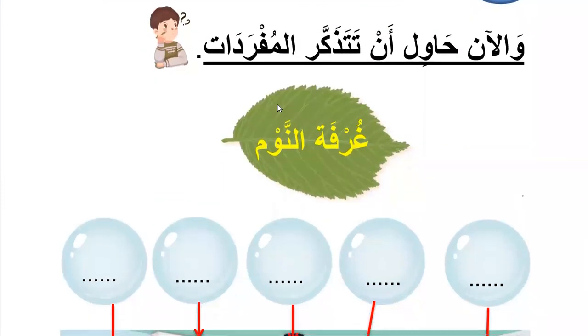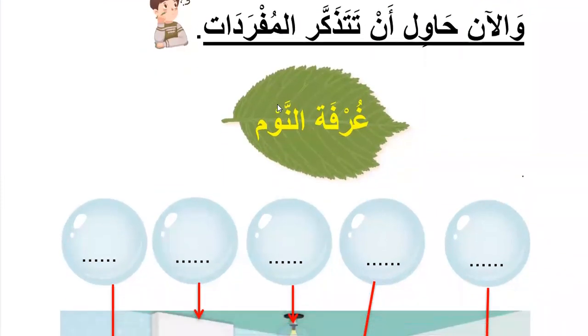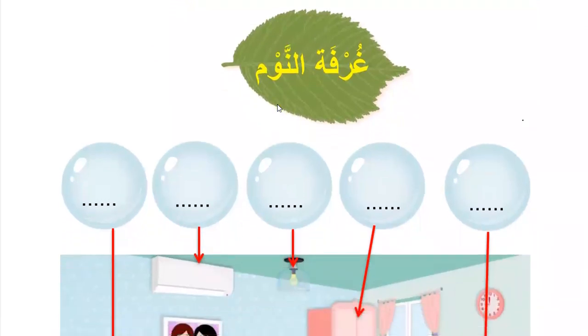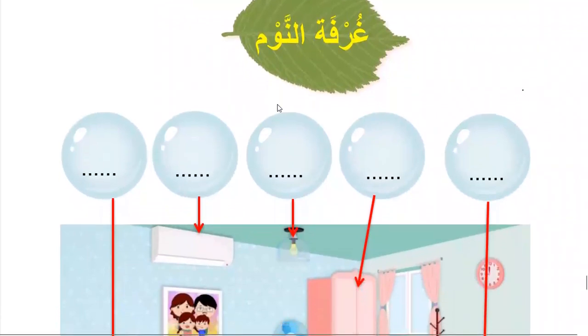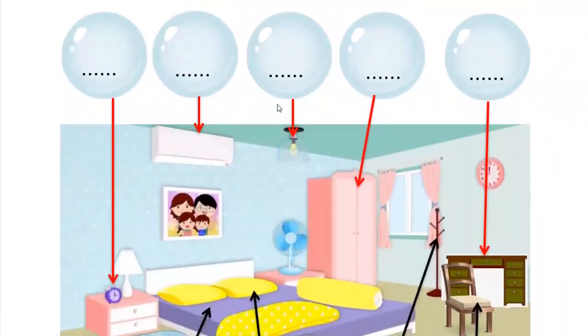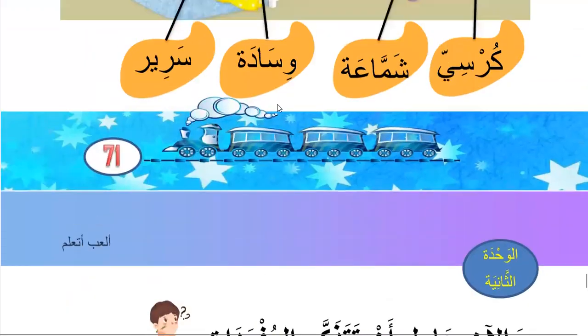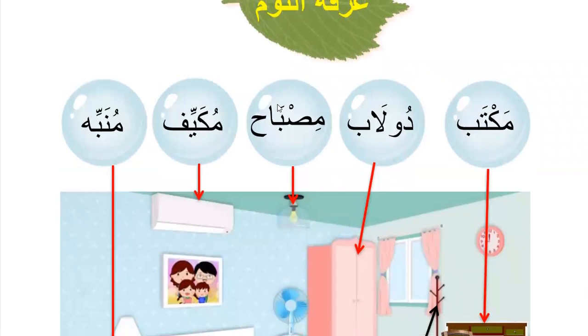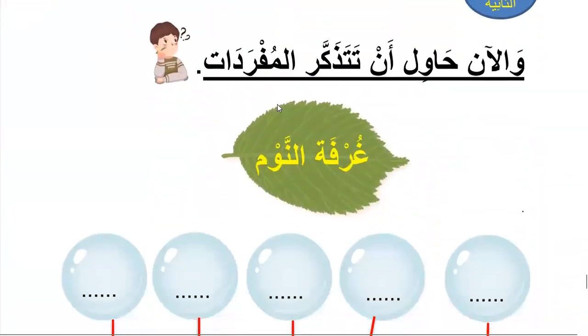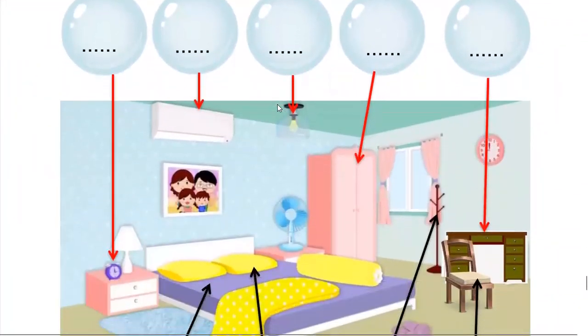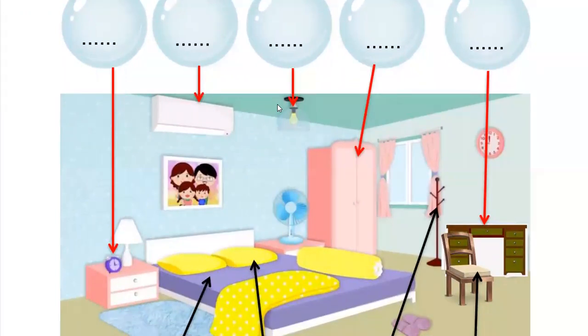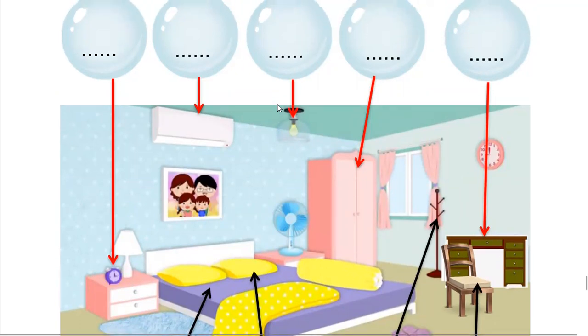And now try to remember the vocabulary. Latifa. Ghurfatun Naum. Maktab. What is next? Next is a cupboard. Dulab. Dulab. Next. Dulab and bulb. Misbah.